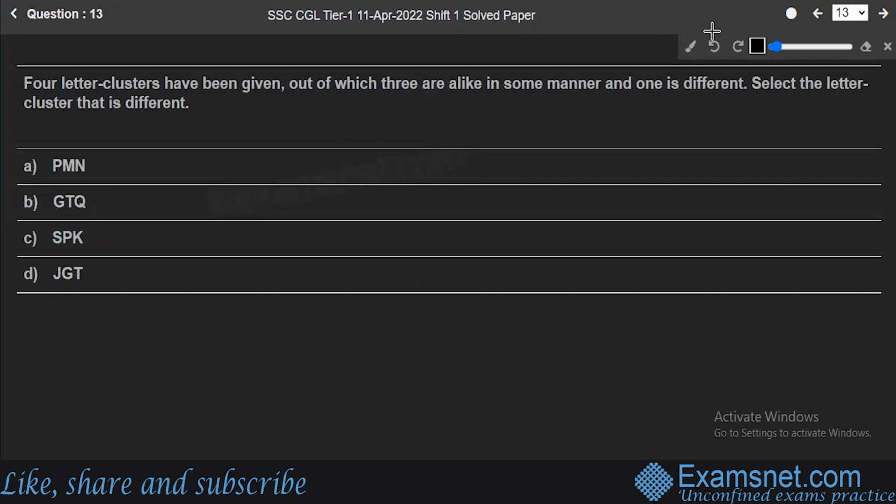4 letter clusters have been given, out of which 3 are alike in some manner and 1 is different. Select the letter cluster that is different. See, for solving this question, we will make a table that will show alphabet serial number.